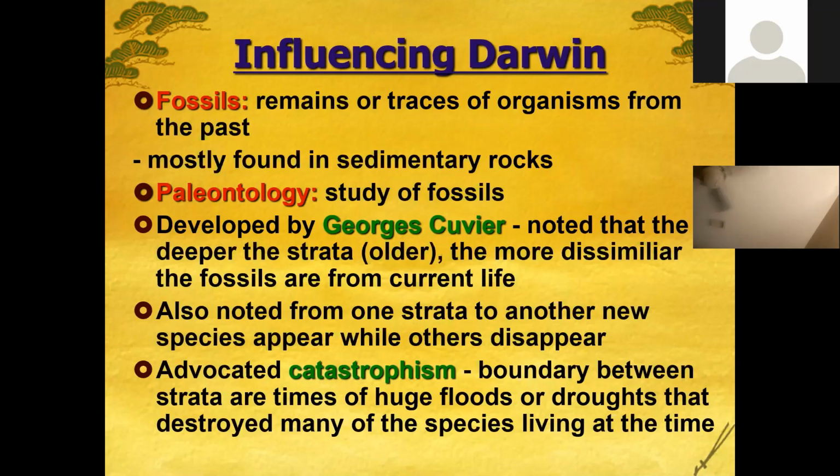And some things that he noted is that the deeper the strata, or the levels of the earth, the older levels of the earth, that he would find fossils, the more dissimilar the fossils were from current life. In other words, they look completely different from the life that exists right now. He also noted that sometimes when he would go through levels of the earth, one species would almost completely disappear while others suddenly appear. On one level, maybe there's a new species, but then right below it, it's completely different from those. So he advocated this theory called catastrophism, which proposes boundaries between these strata, that maybe some huge event happened, like a huge flood, a drought, something that wiped out a lot of the life, and then afterwards new life suddenly arose.